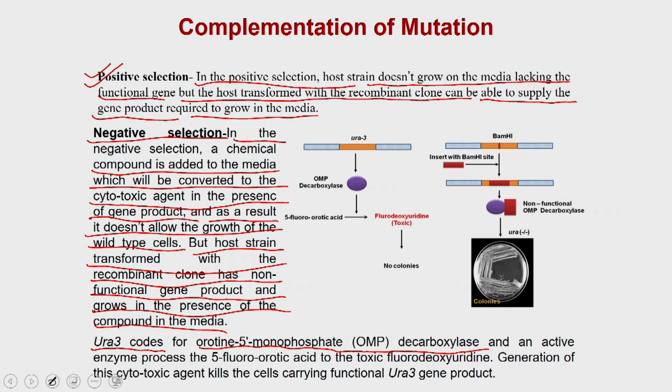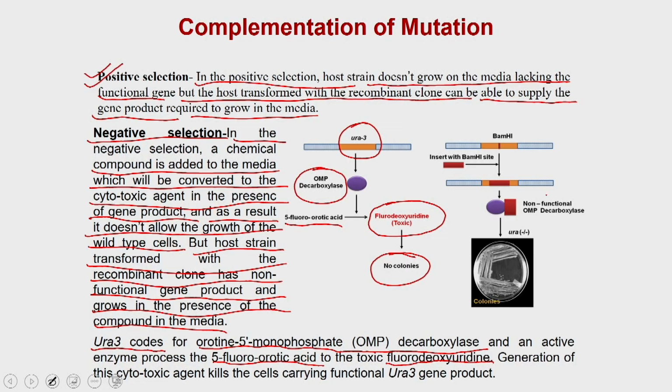One example is the URA3 gene, which codes for orotidine 5-monophosphate decarboxylase. This is an enzyme which processes a compound called 5-fluoroorotic acid into a very toxic fluorodeoxyuridine. So, you add the 5-fluoroorotic acid, and in the presence of OMP decarboxylase produced by URA3 it is converted to a very toxic fluorodeoxyuridine.